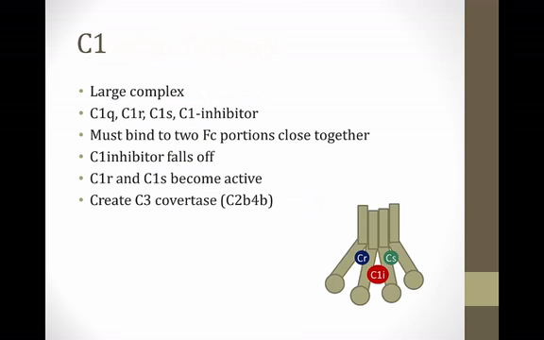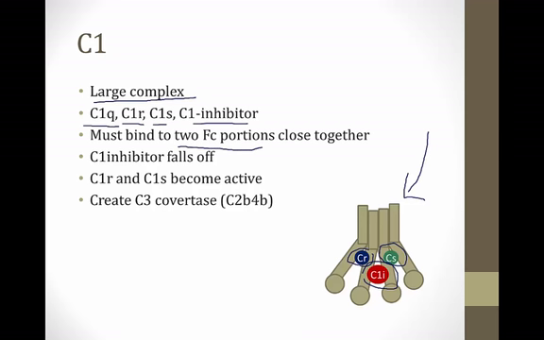So let's talk about the C1 component of the complement system, which is involved in the classic pathway. It's a very important complement protein. C1 is a large complex, and it consists of several different molecules together. It consists of C1q, C1r, C1s, and a C1 inhibitor. I've drawn an example of its structure down here. It's a very large molecule, and it contains the C1r portion right here, the C1s portion right here, and this is the C1 inhibitor. In order for C1 to activate via the classic pathway, it must bind to two Fc portions of antibodies which are close together.